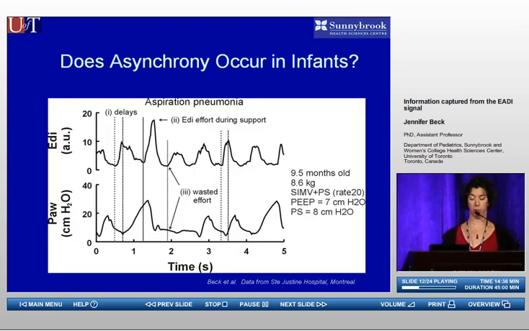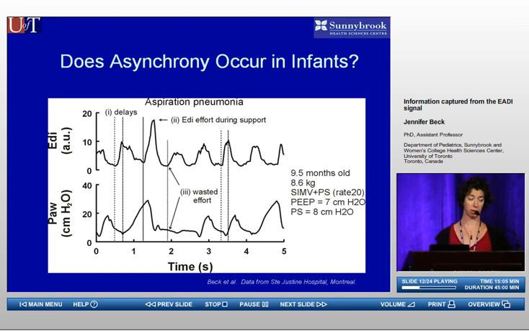So that's the grown-up data. Does asynchrony occur in infants? This is data that we obtained in Montreal a few years ago. On the top panel, you have the diaphragm electrical activity. On the bottom, you have the airway pressure. This data is taken from a 9.5-month-old baby who has an aspiration pneumonia, and the mode is an SIMV plus pressure support. And you can see here examples of patient ventilator asynchrony in this kid.